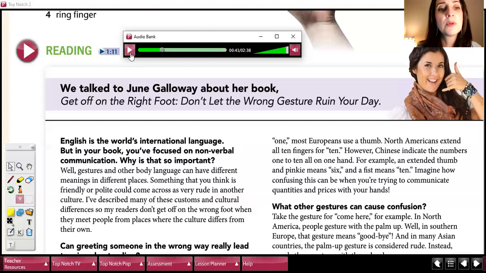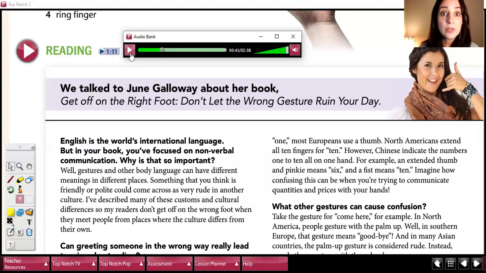Rude, very rude in another culture. Não falamos que nem cool, culture, okay? I've described many of these customs and cultural differences so my readers don't get off on the wrong foot when they meet people from places where the culture differs from, difere de, né? A preposição aí, from, differs from, okay? Their own, suas próprias, okay?